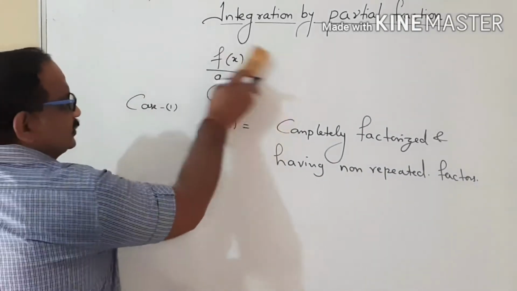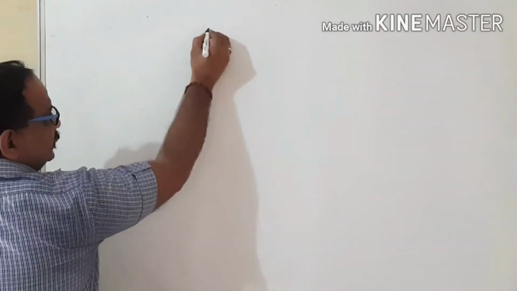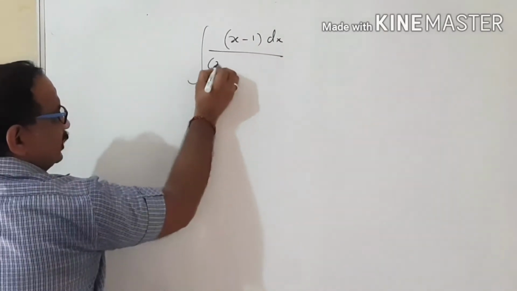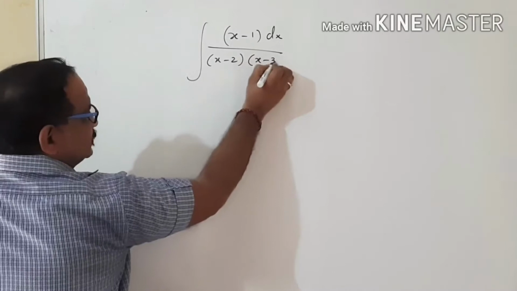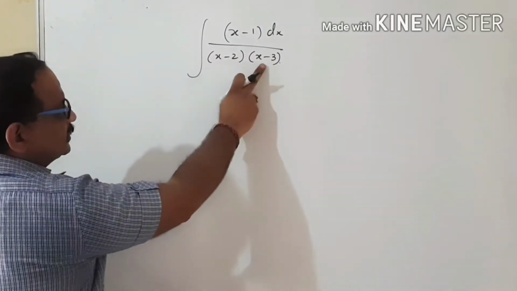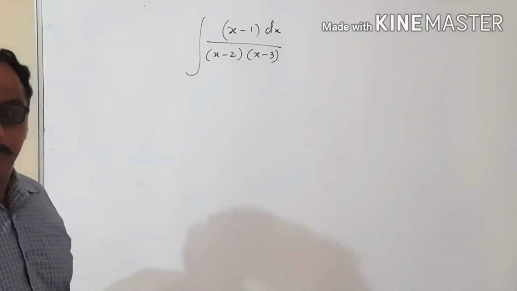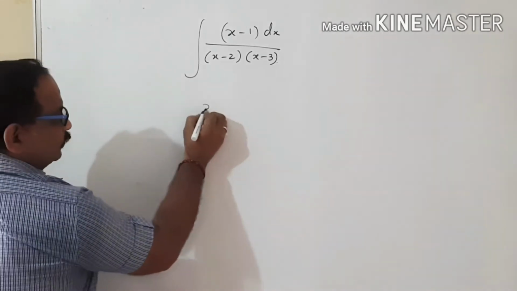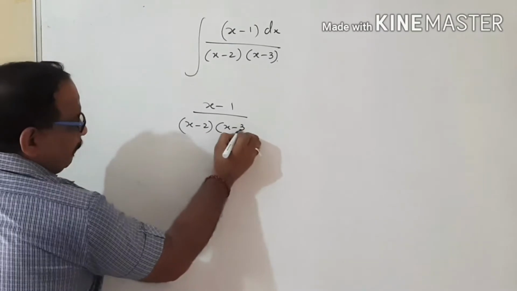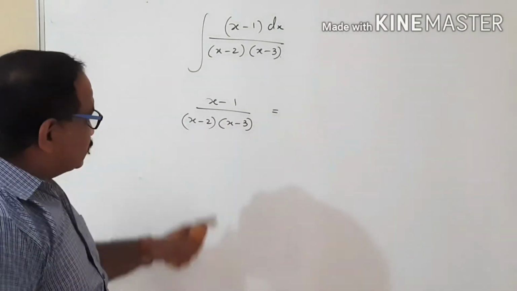In this case, the question comes like this: (x minus 1) dx upon (x minus 2)(x minus 3). We can see in this integrand the denominator is completely factorized and it is proper also, so we are able to do the partial fraction. We isolate this integrand portion first, and then resolve it by the partial fraction method.